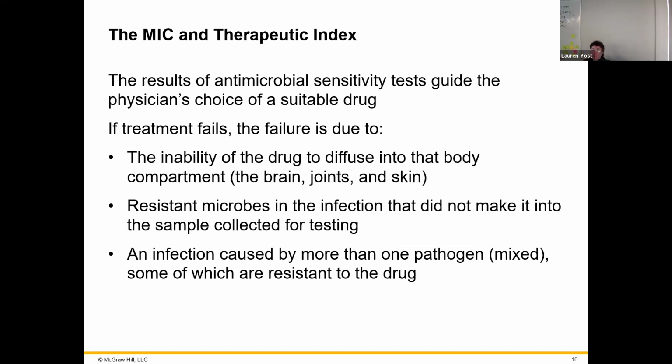All right, so if your treatment fails after you do this minimum inhibitory concentration calculation and you treat your patient, these are the reasons why it would fail. The drug couldn't get to that body compartment. How many of you have treated a patient that has diabetes or has a loved one or a friend that has diabetes? Anybody? Okay. So you are aware of the fact that diabetes limits blood flow to the extremities. It's incredibly common.